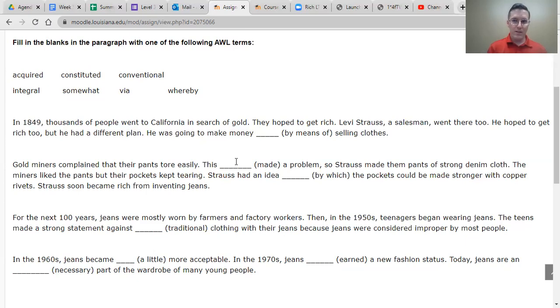So good luck with this assignment. Fill in the blanks. See if you can do it.